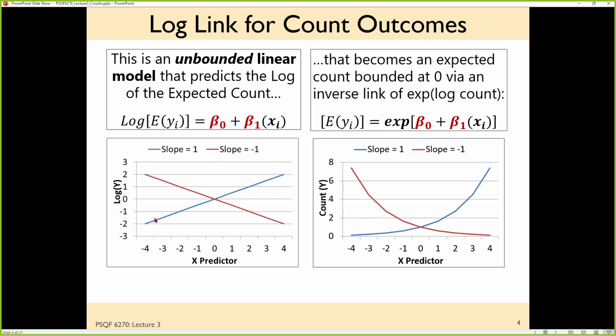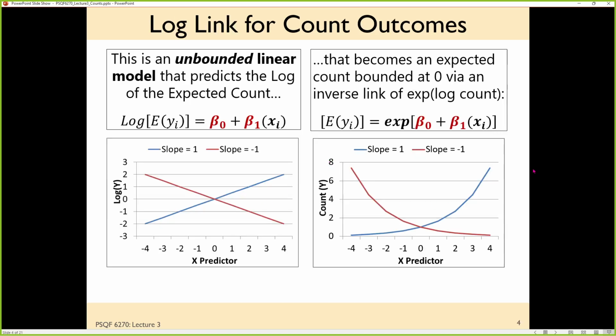So the slopes are linear with respect to predicting the log count. The slopes are nonlinear with respect to predicting the original count. And they're nonlinear with this sort of exponential function. So the red one would show a negative slope. The blue one shows a positive slope.